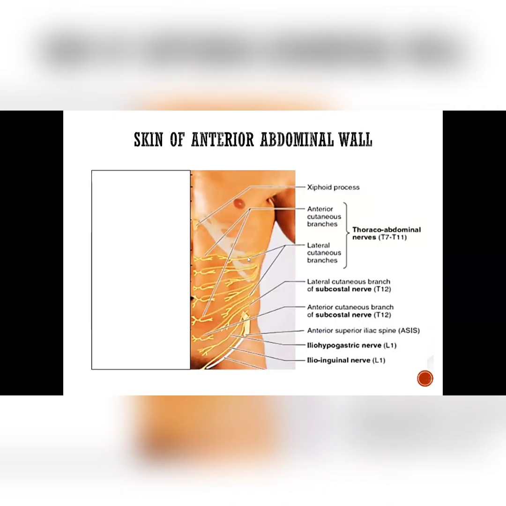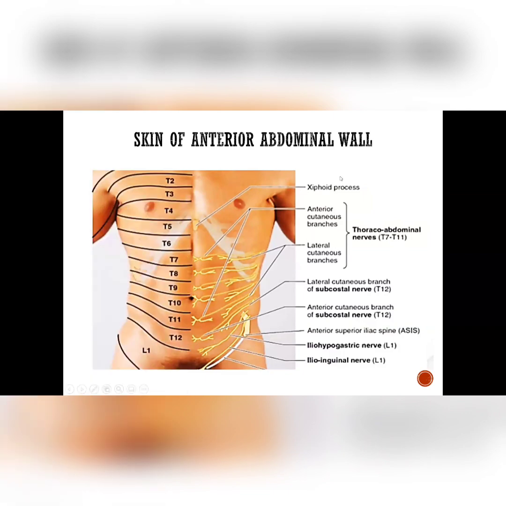They supply the intercostal spaces and the anterior abdominal wall. So please remember, T7 to T11 are the nerves and the dermatomes of the anterior abdominal wall. The next nerve is the subcostal nerve.